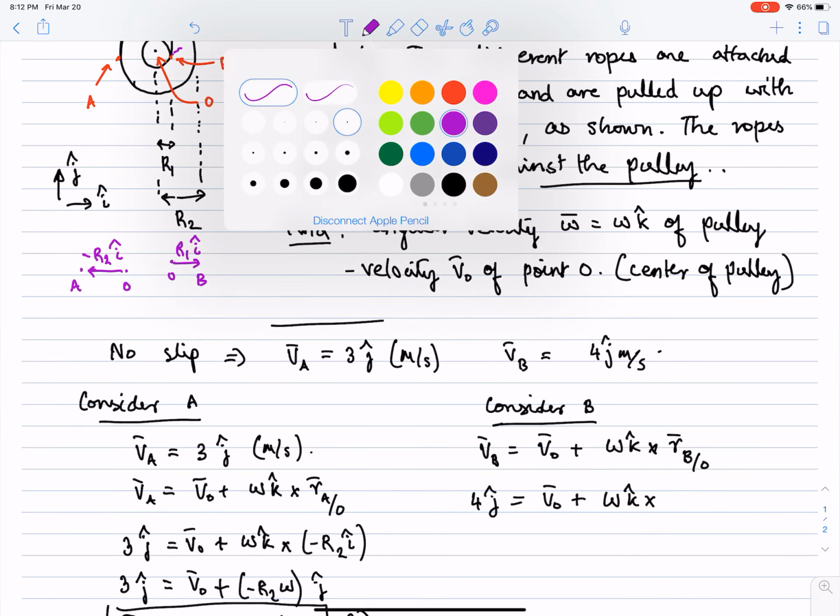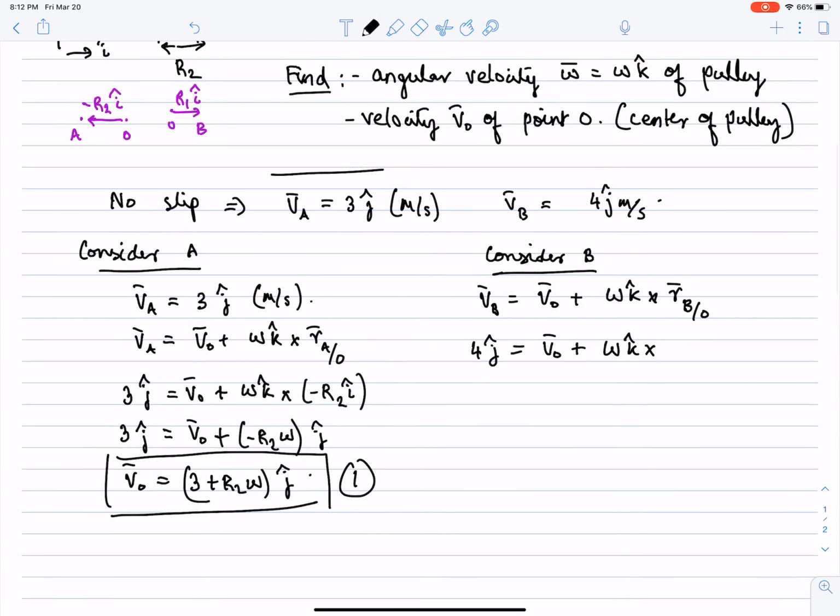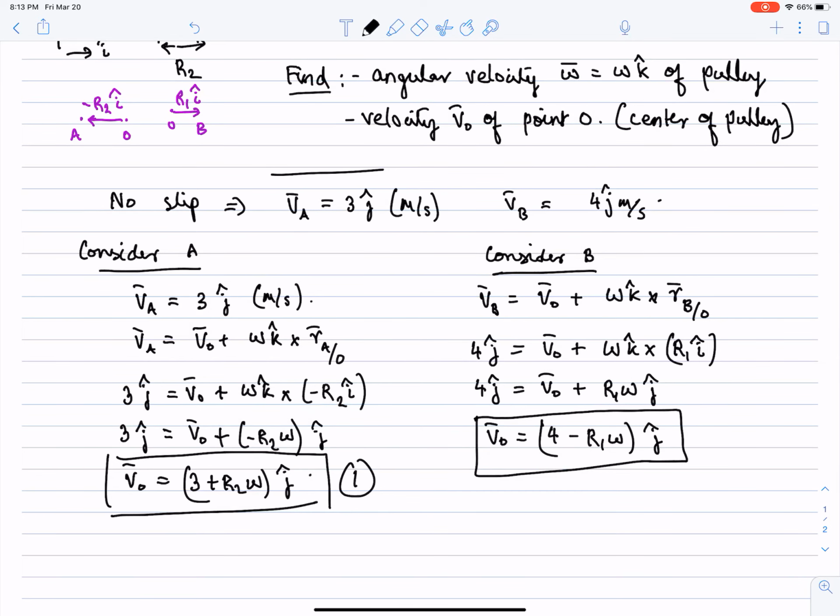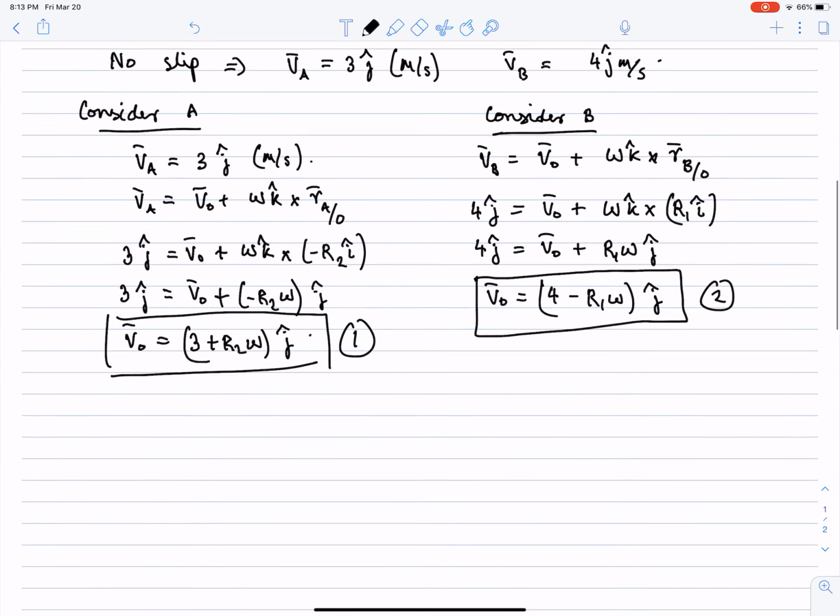So let's write that down here. And let's simplify a little bit. We get 4j equals V naught plus R1 omega, k cross i is j again. Then we rearrange to get V naught equals 4 minus R1 omega j. Okay, so let's call that equation 2.